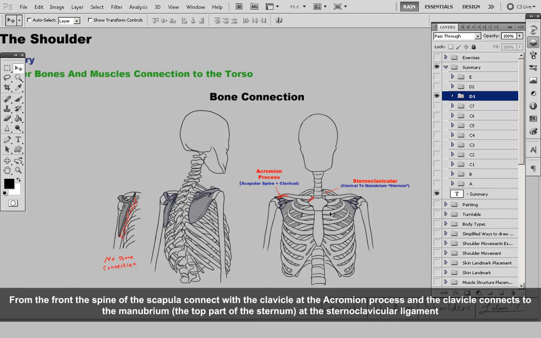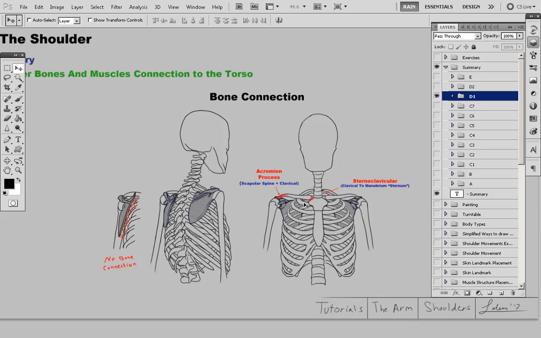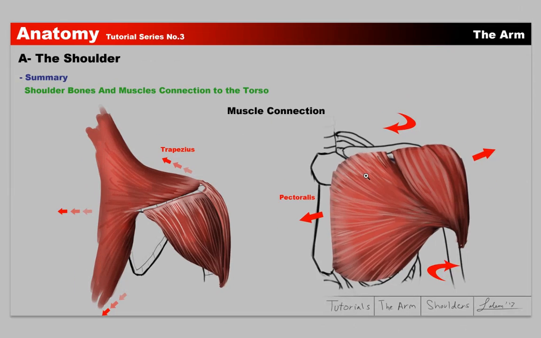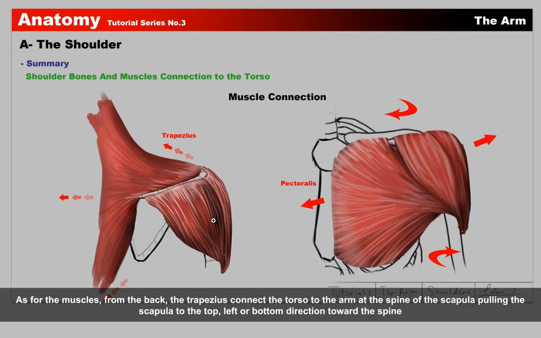And the clavicle, of course, connects to the sternum at the manubrium with a sternoclavicular ligament. So this is the only connection between the scapula and the torso. Now as for the muscles, from the back, trapezius connects the torso to the arm at the spine of the scapula, pulling the scapula to the top or left or the bottom direction toward the spine.